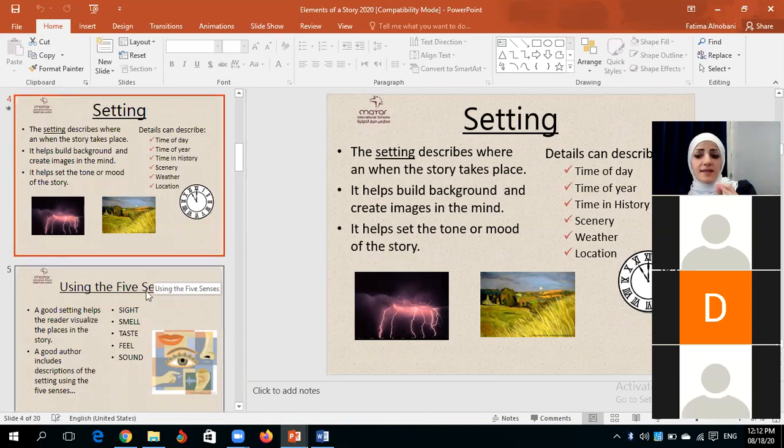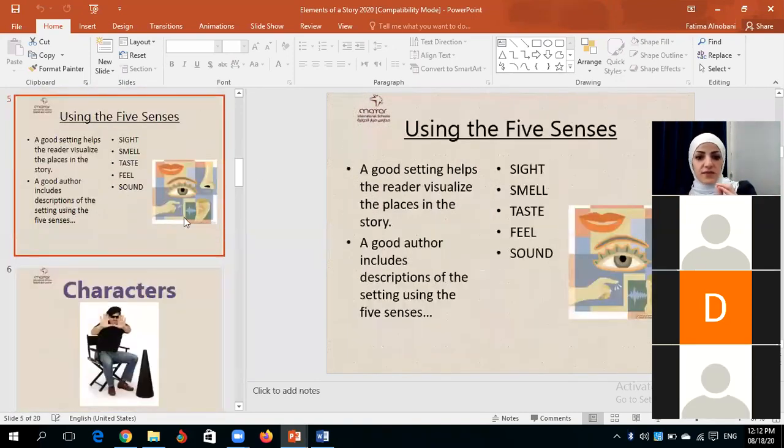But in the setting, we use the five senses. We use the five senses: the sight, smell, taste, feel or touch, and sound. Why do we use them? Let's read the slide. Layan, Hamdan. Why do we use the five senses?